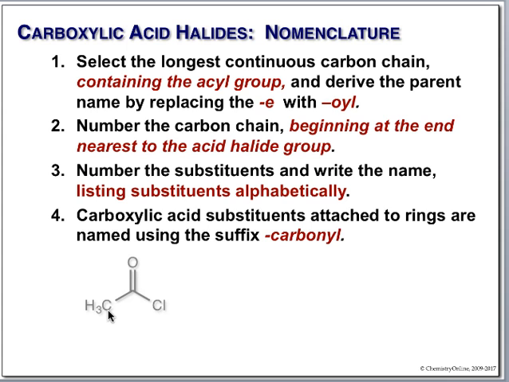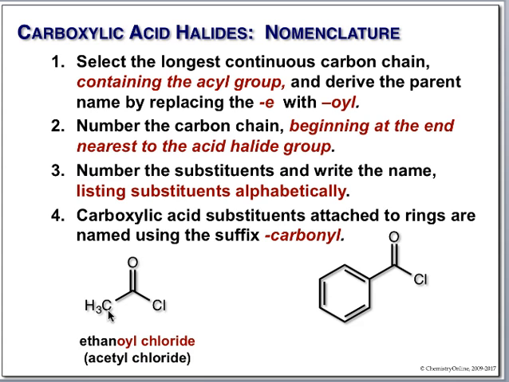So here's a couple examples. Here we have a 2-carbon parent, so that's an ethane. It's an acid chloride, so we will call it an ethanoyl, because it's an alkane, oyl because it's an acid halide, chloride, two separate words, ethanoyl chloride. This is also called acetyl chloride. Nobody would know what you were talking about if you called it that.